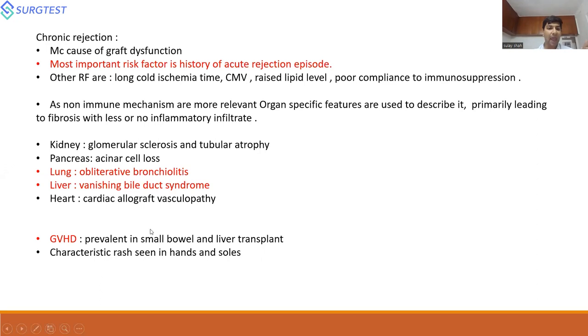And a characteristic rash is seen on the hands and soles. If an MCQ mentions small bowel transplant, which will be discussed in later lectures, but just to cover here, if an MCQ mentions small bowel transplant and the patient postoperatively after a few days has a rash on the hands and soles, what is the diagnosis? It is graft versus host disease. Okay. This is all about rejection episodes, the types, the updates, the criteria, and the histology.